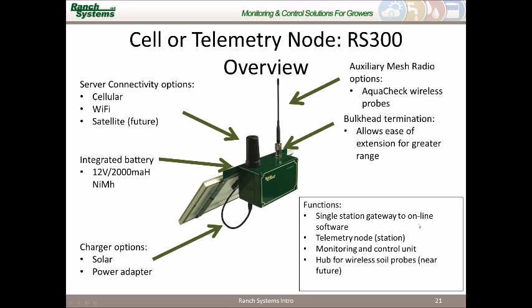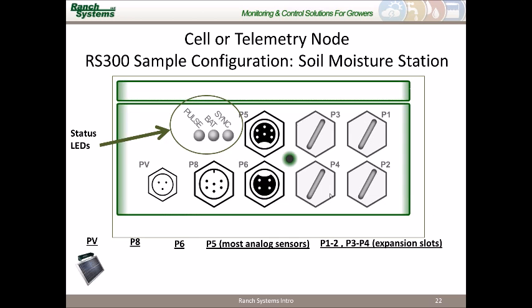So this can serve as a single station gateway to the online software or cloud. It's also a telemetry node, so internally it's the same board. If you purchased a cellular unit, it could be swapped and made into a mesh unit. The internals are the same. It just requires a mesh modem, and there's a little bit of service work involved with that. And so this unit can monitor and control and provide a hub for wireless devices.